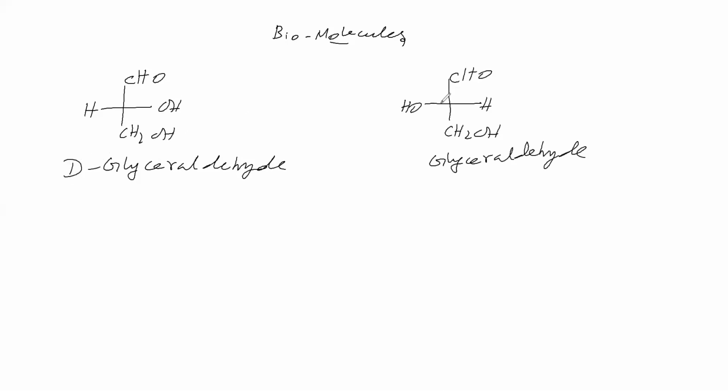In this glyceraldehyde, the chiral carbon OH group is on the left side. Therefore, it is called L-glyceraldehyde. It is called DL nomenclature. So from this D-glyceraldehyde, we will introduce one chiral carbon. We will get two more substances.